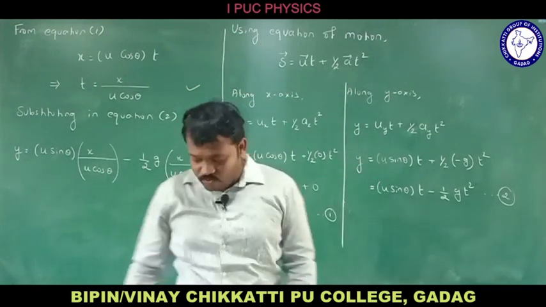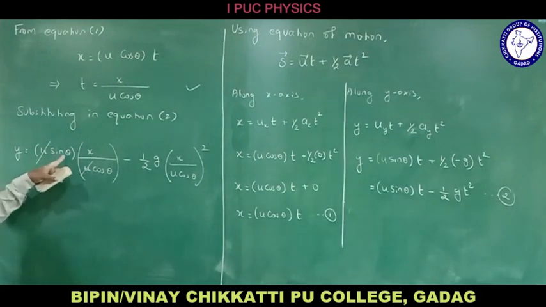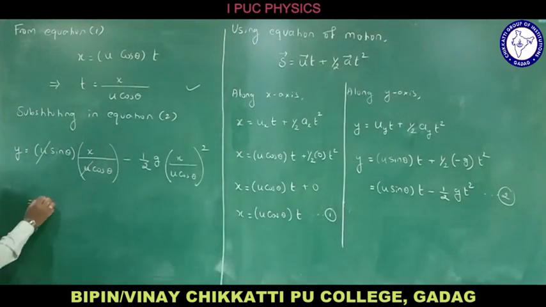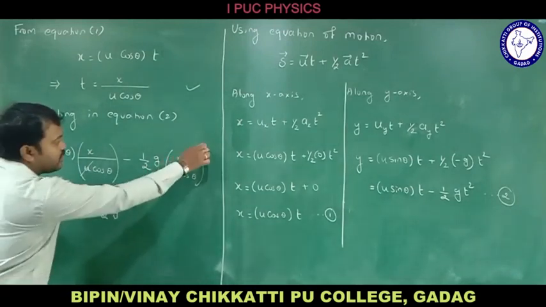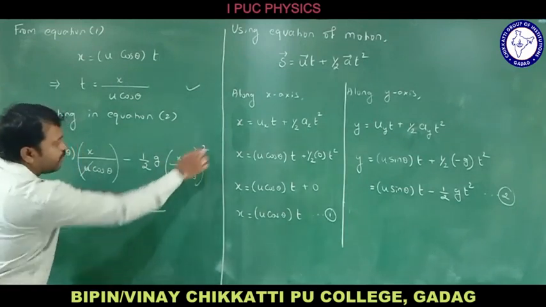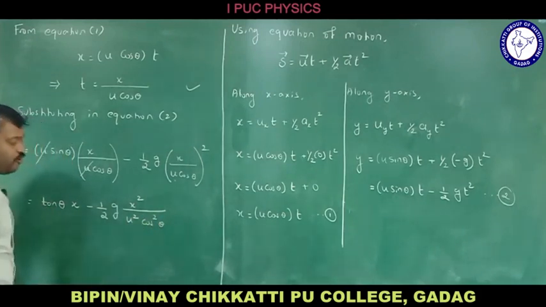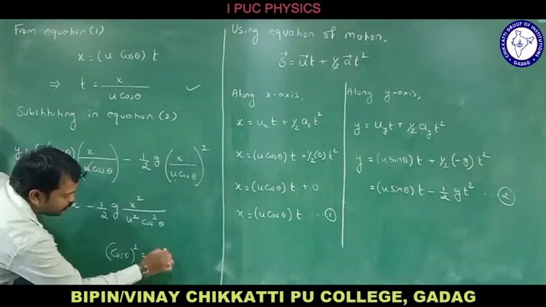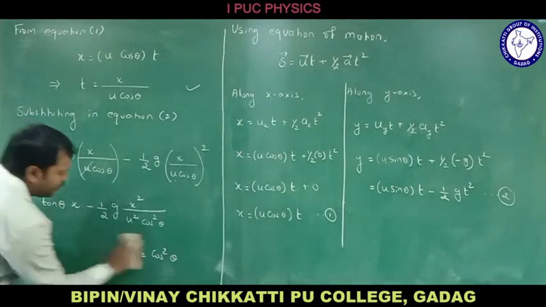Okay, now what we will be getting, u will get cancelled. And you know what sin theta by cos theta is? Tan theta. You know that, right? The ratio of sin theta by cos theta is tan theta. And this is x. And minus half g, shall I say like this? x square divided by u square cos theta square. So you can take it as cos square theta. Do you understand? Cos theta whole square means cos square theta. Both are nothing but the same, right? Instead of writing like this, we can write like this also, right? So cos square theta.